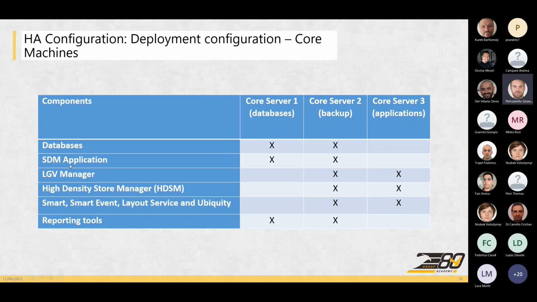The SDM application is hosted on core server 1 and core server 2. The LGV manager is mainly run on core server 3, but core server 2 also for backup, and HDSM is the same as LGV manager. Smart event, layout service, and ubiquity are the same, on core server 2 and core server 3. And at the end, we have the reporting tools, like reporting service and the automatic reporting tool, which is hosted on core server 1 and core server 2.